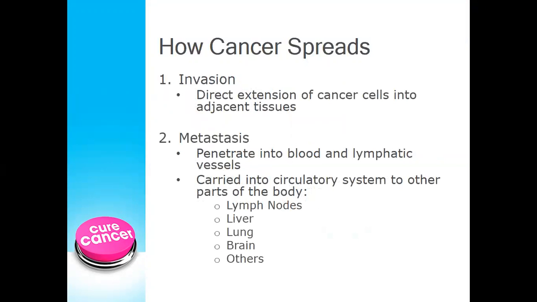The first way it can spread is through invasion, the direct extension of the cancer cells into the adjacent tissue near where the organ of the cancer started. The second way is by metastasis, where the cancer cells have the capability to penetrate into blood and lymphatic vessels within the organ and then can be carried into the circulatory system to other parts of the body. These other parts of the body can include the lymph nodes, liver, lung, brain, and all the other organs in the body.